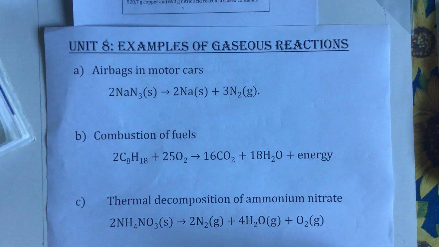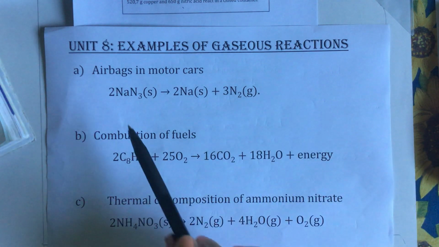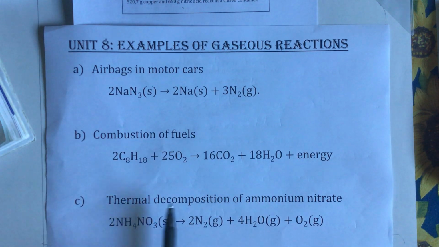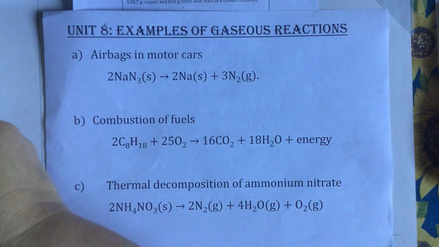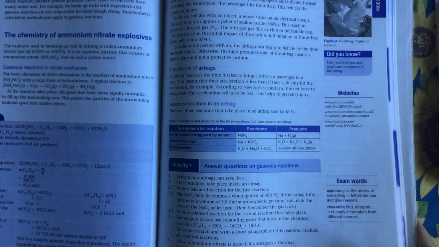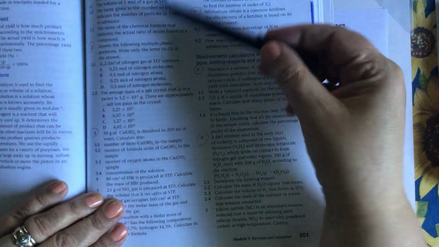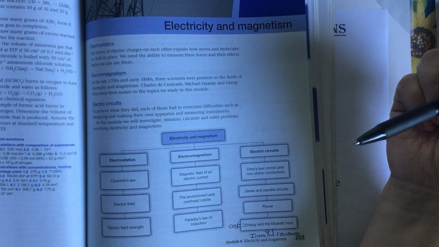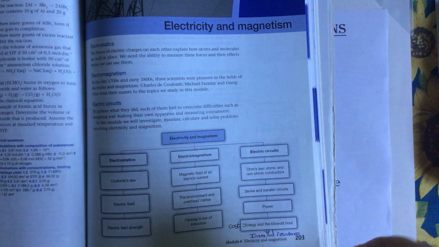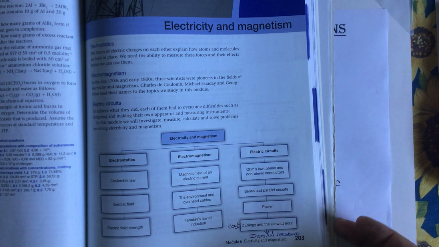Our next section is examples of gaseous reactions. We have airbags in cars, combustion of fuel, thermal decomposition of ammonia. All of this is interesting reads. You are welcome to go and read through the whole chemistry of it and how the reactions work. On page 201, there's some revision. We've already given you the first set of revision. Please go and do the rest as well. The answers will be given to you again in our Google Drive that will be created.